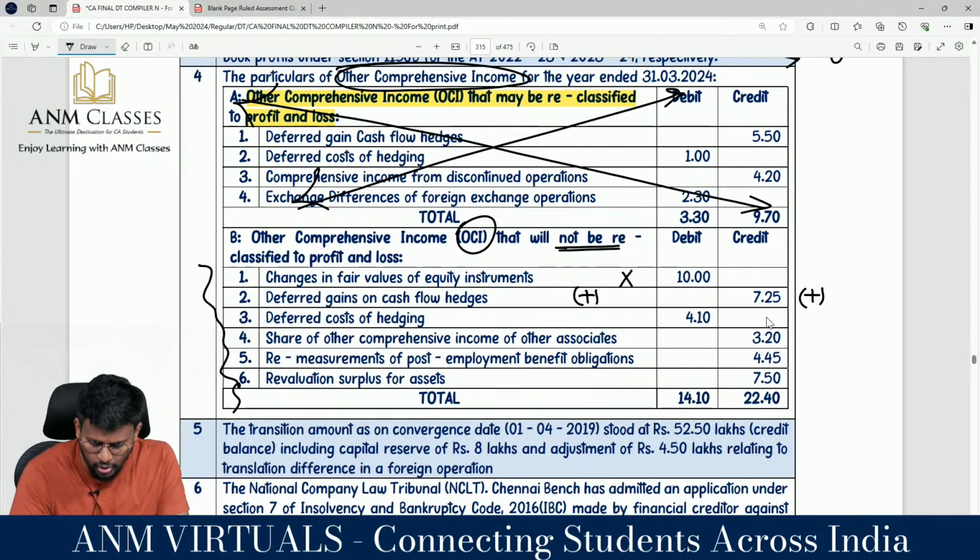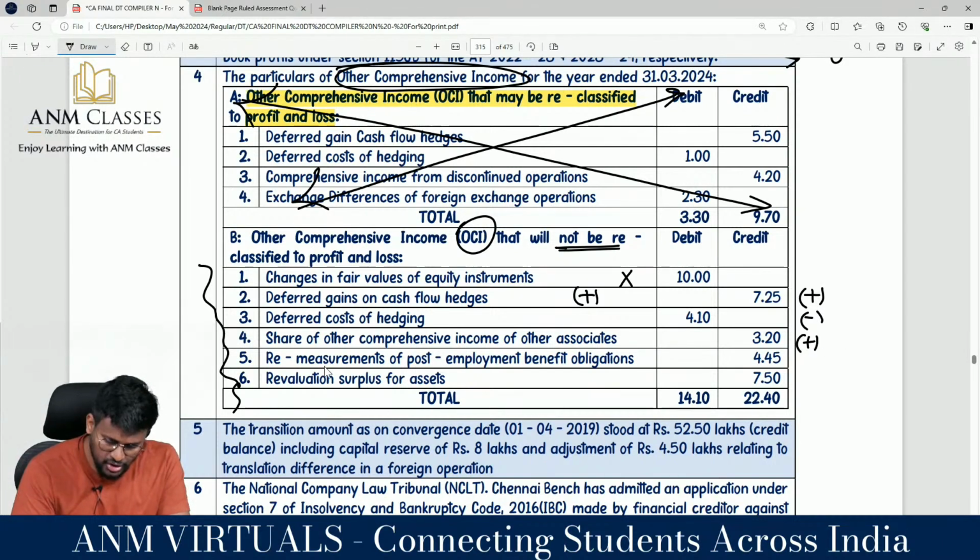Deferred cost of hedging, you can reduce it because it's a deferred cost. Cost means loss, so this has to be adjusted against the book profit now. Share of other comprehensive income of associates: that means from the associate company, they got a profit, that is share of other comprehensive income. This will not be reclassified to P&L. So it is income, we have to tax it.